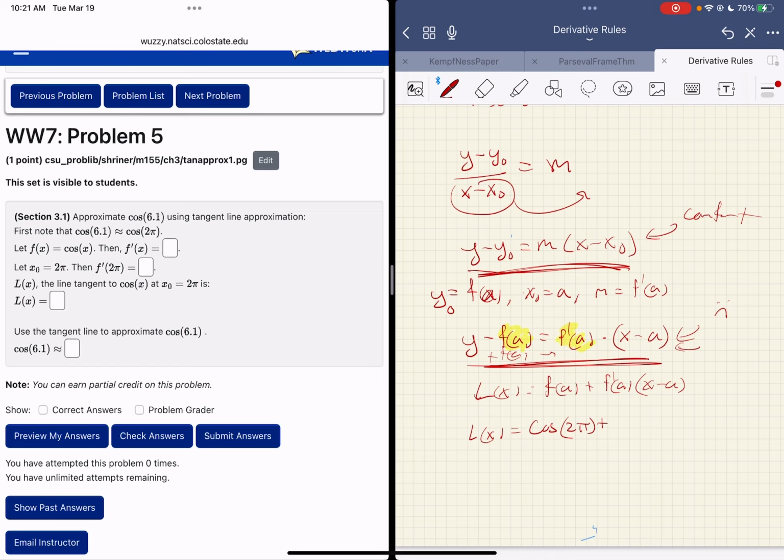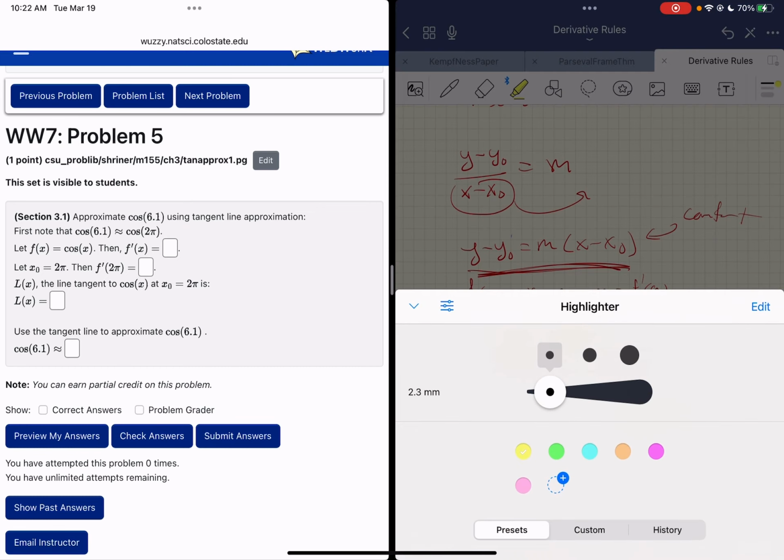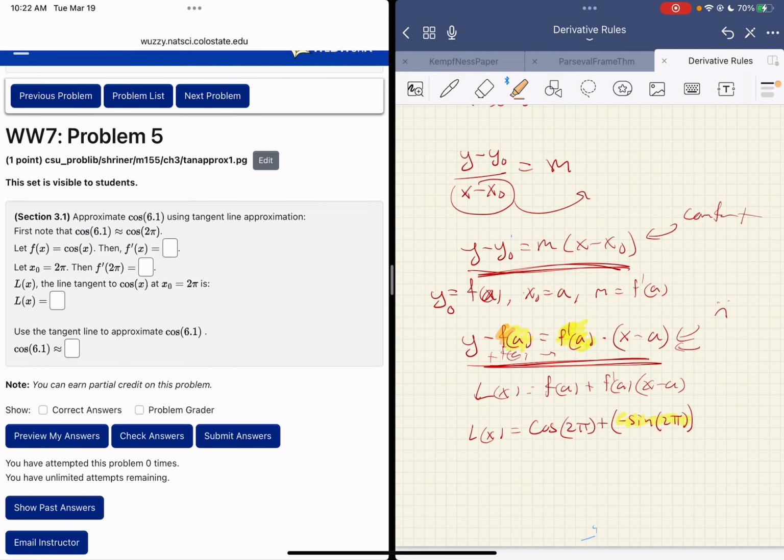Plus, what's the derivative of cosine? It's negative sine. And now I need to plug in 2 pi. Okay, so this whole monster here is this thing, and f of a is this thing, which is this thing. Great. All right, so now I have to do x. x is the 6.1. It's the value that's a little bit grosser, minus 2 pi.